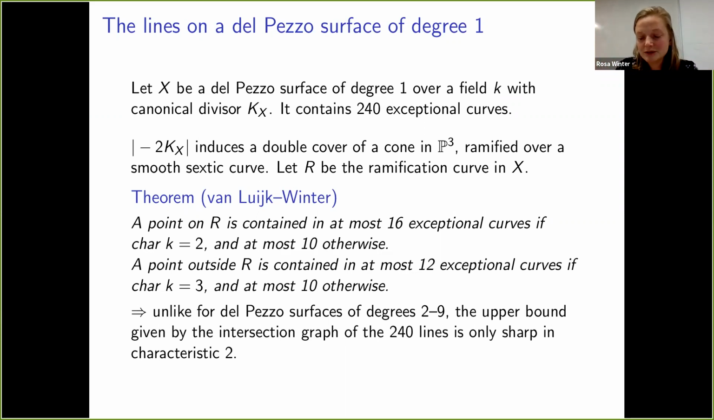So for the Schläfli graph, it was 3. And for del Pezzos of degree 2, this was 4. But in this intersection graph on the 240 lines, there are fully connected subgraphs of size 16, but 16 exceptional curves can only intersect in a point in characteristic 2. So actually, almost never do you find 16 exceptional curves that intersect in a point. So this is really a bit more difficult case than the other del Pezzo surfaces.